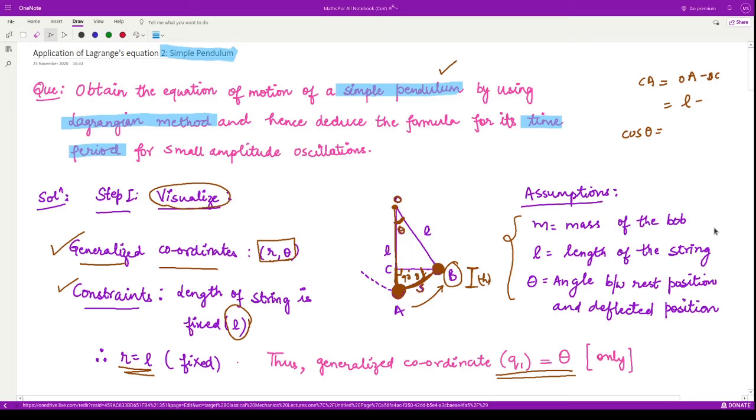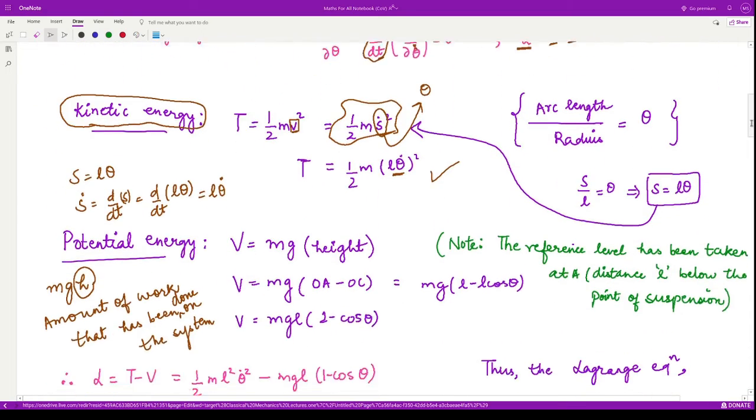I'm sorry, here we have to take this triangle OCB. Therefore, in this triangle, this angle is theta. Therefore, cos theta would be OC divided by OB. And what is OB? It is equal to L. Therefore, our OC is equal to L cos theta. So this OC is L cos theta. Therefore, this height CA is equal to L minus L cos theta.